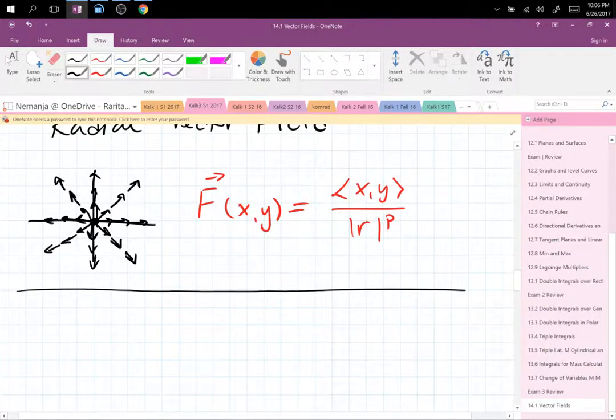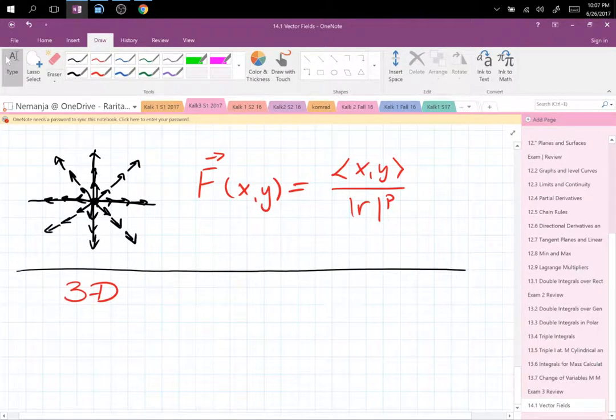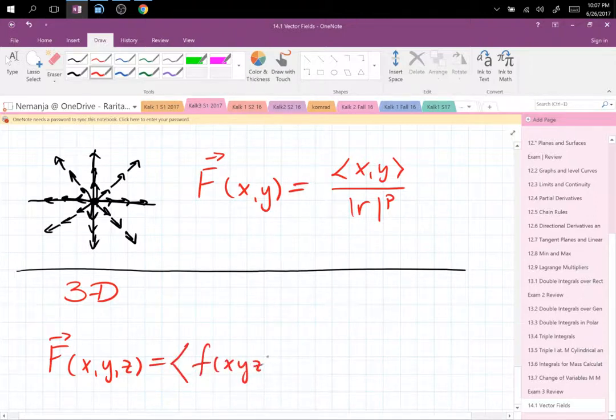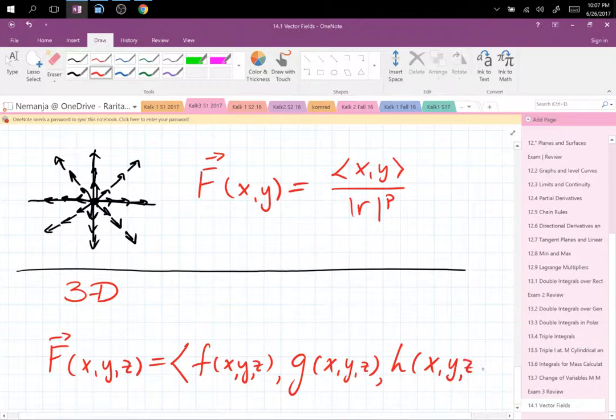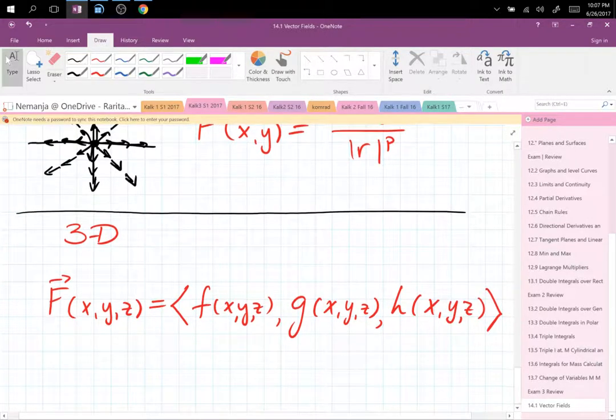And now the 3D case. So the vector field in 3D, we keep the same definition. I'm just going to write that this is x, y, z. And then we have the vector F, with components f(x, y, z), g(x, y, z), and h(x, y, z). And then if you're not lazy, you will write also the i, j, k.